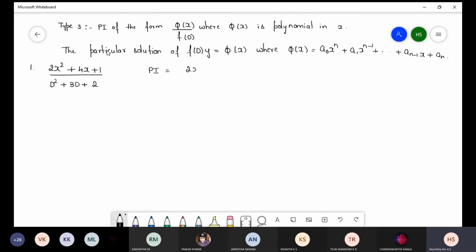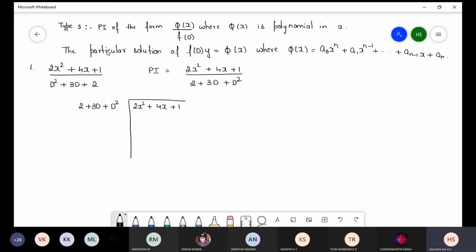See the numerator. The numerator should be from the highest degree to the lowest. This is 2x square plus 4x plus 1. The denominator should be in reverse, lowest degree to highest degree. So 2 plus 3D plus D square, vice versa. In the numerator, it should be higher to lower. In the denominator, lower to higher. Now we have to use the division method. We all know the division method. Here I will write the polynomial 2x square plus 4x plus 1. Here I write the differential operator 2 plus 3D plus D square.